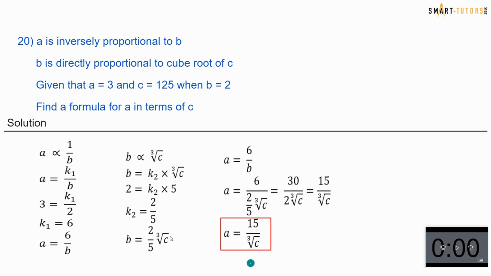So if you combine the two equations together, A equals 6 over B, instead of B you substitute 2/5 of cube root of C. Then the 5 goes to the top, 5 times 6 is 30. 30 over 2 cube root of C. Divide the 30 by 2, so 15 over cube root of C. So the final answer is A equals 15 over cube root of C. If you read the question, it says find a formula for A in terms of C. So A in terms of C is A equals 15 over cube root of C.